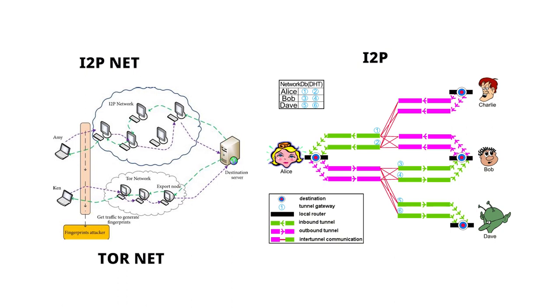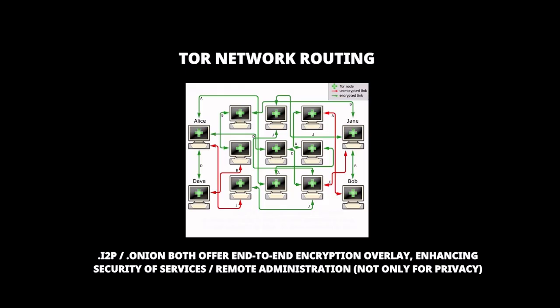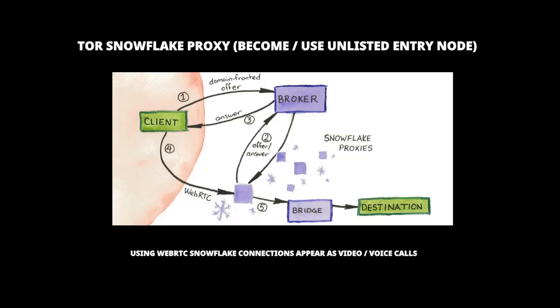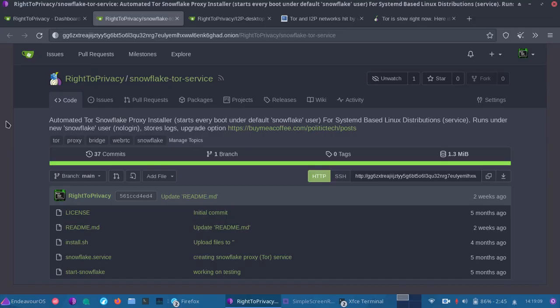On the Tor network, on the other hand, we have voluntary nodes. People who actually want to be part of the network have to set up an entry guard or Snowflake, for instance. And that's something I've worked on automating. So if you want to help strengthen the Tor network, go to my Snowflake Tor service repository and download this.